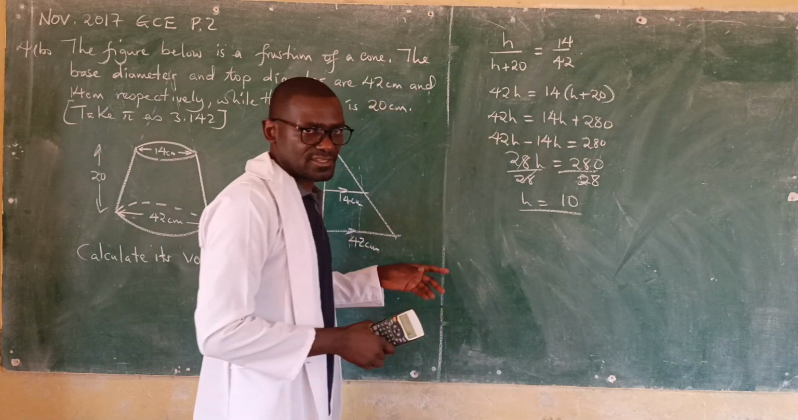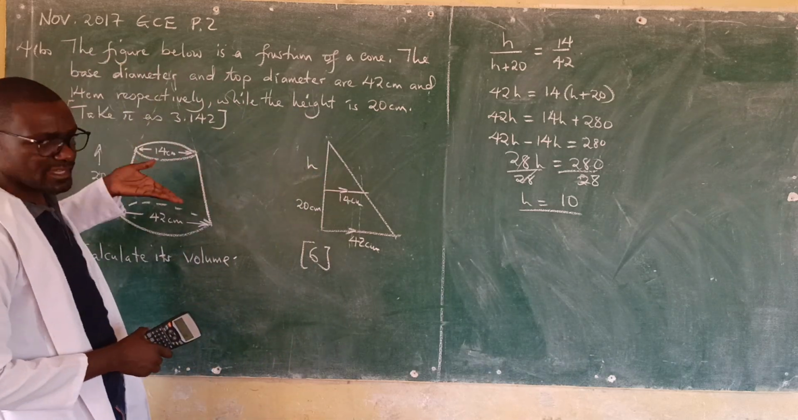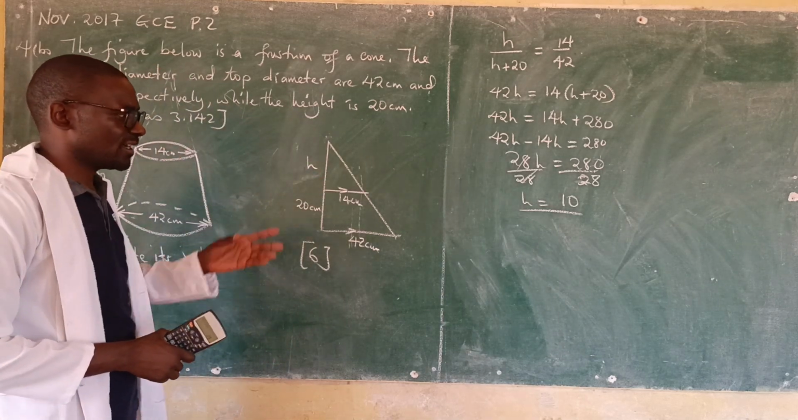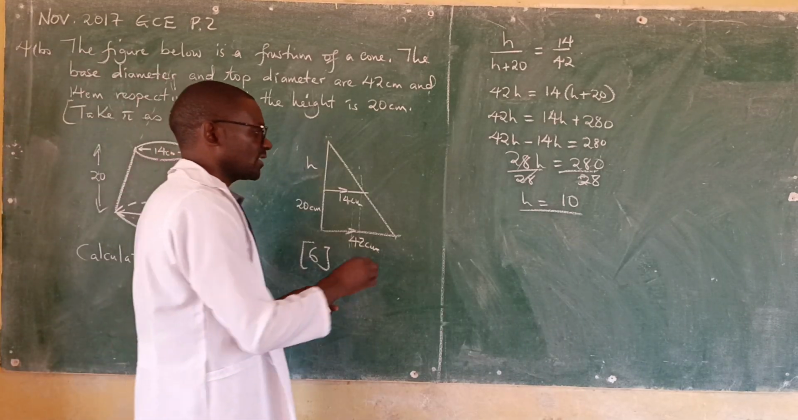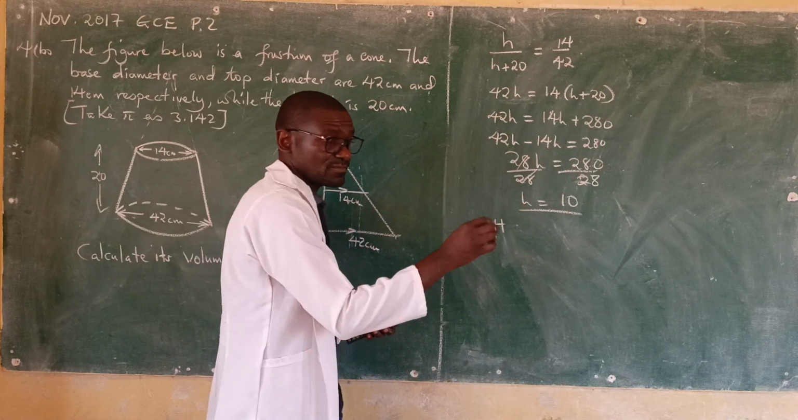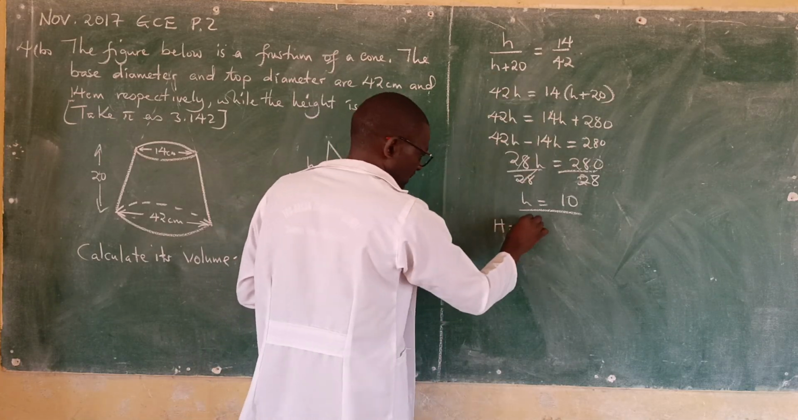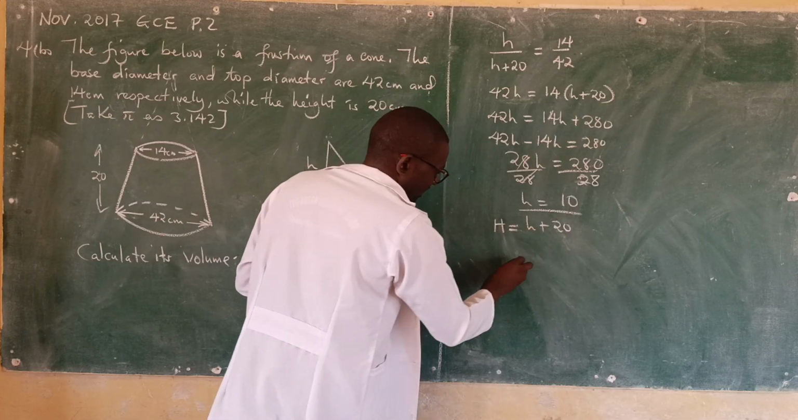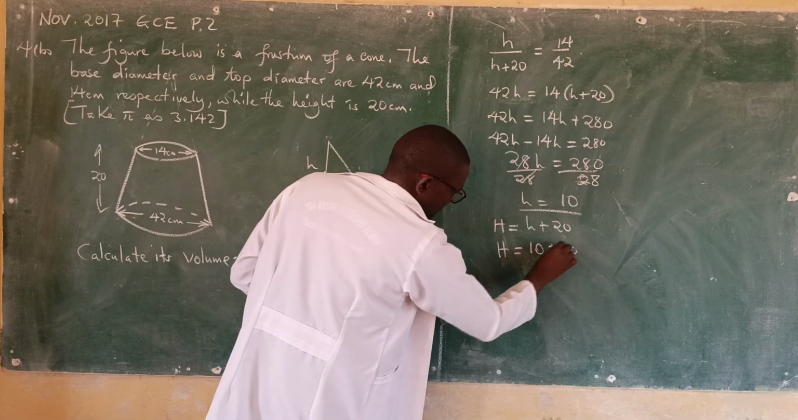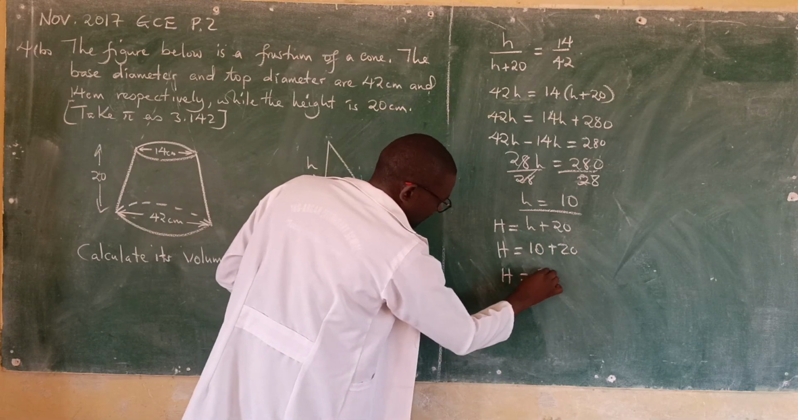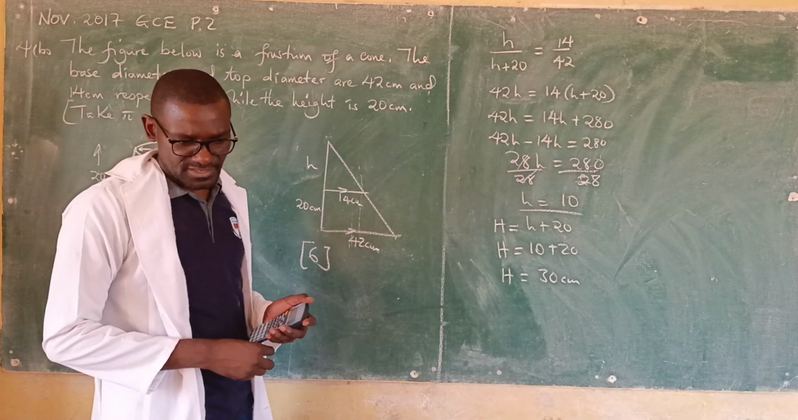So meaning the height from here to there, that's the addition that we've put there, it will be 10. Meaning the larger cone, which we'll denote by capital letter H, is simply equal to h plus 20. And so H is 10 plus 20, it gives us 30. So we have 30 centimeters.